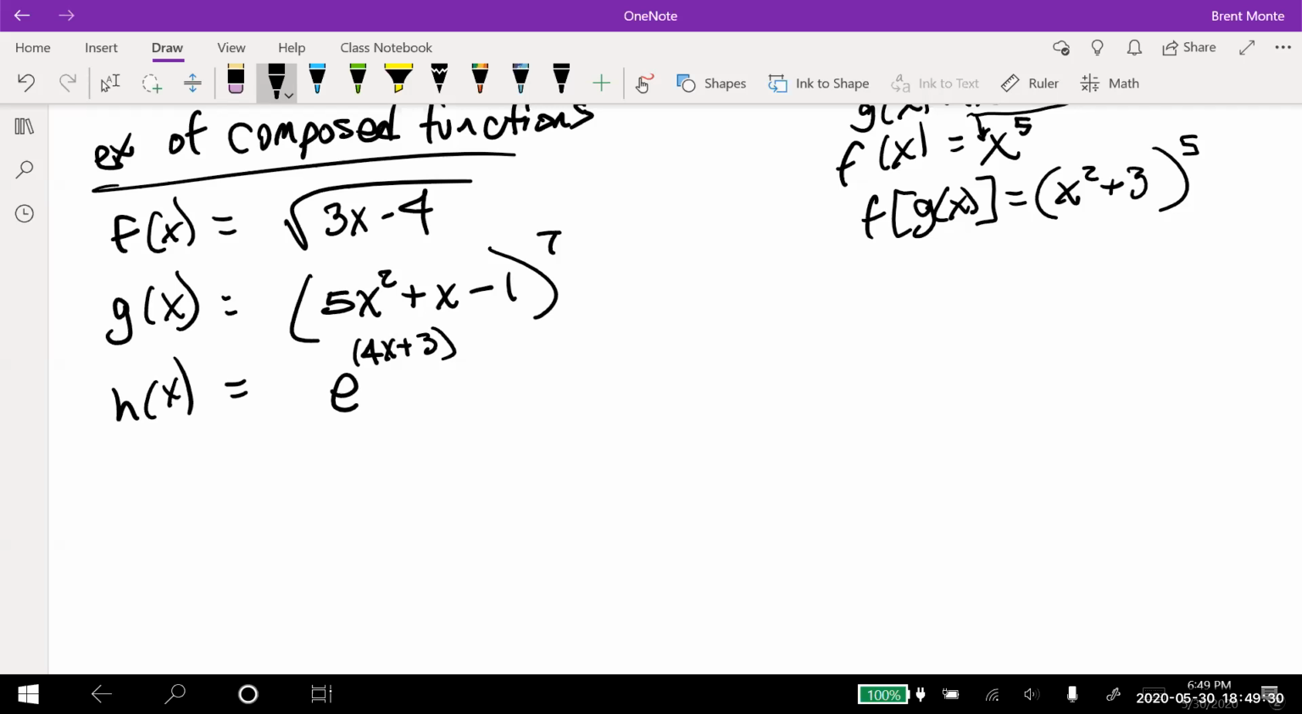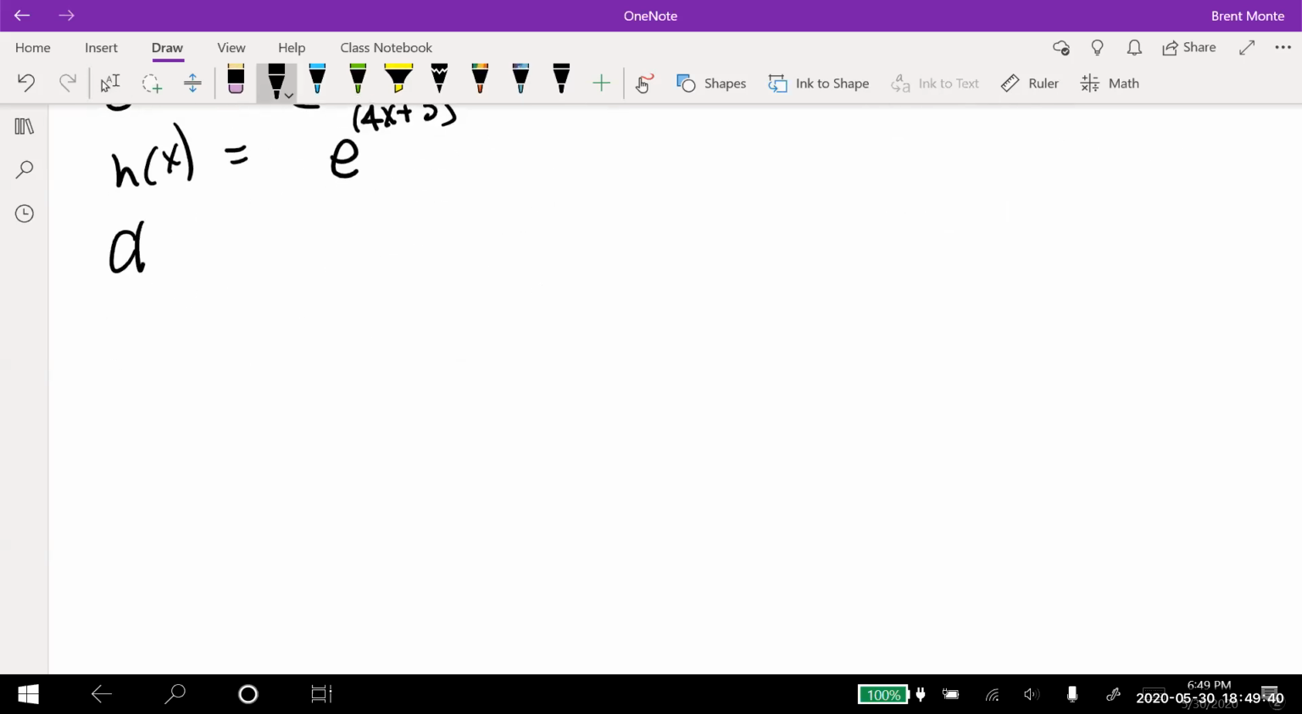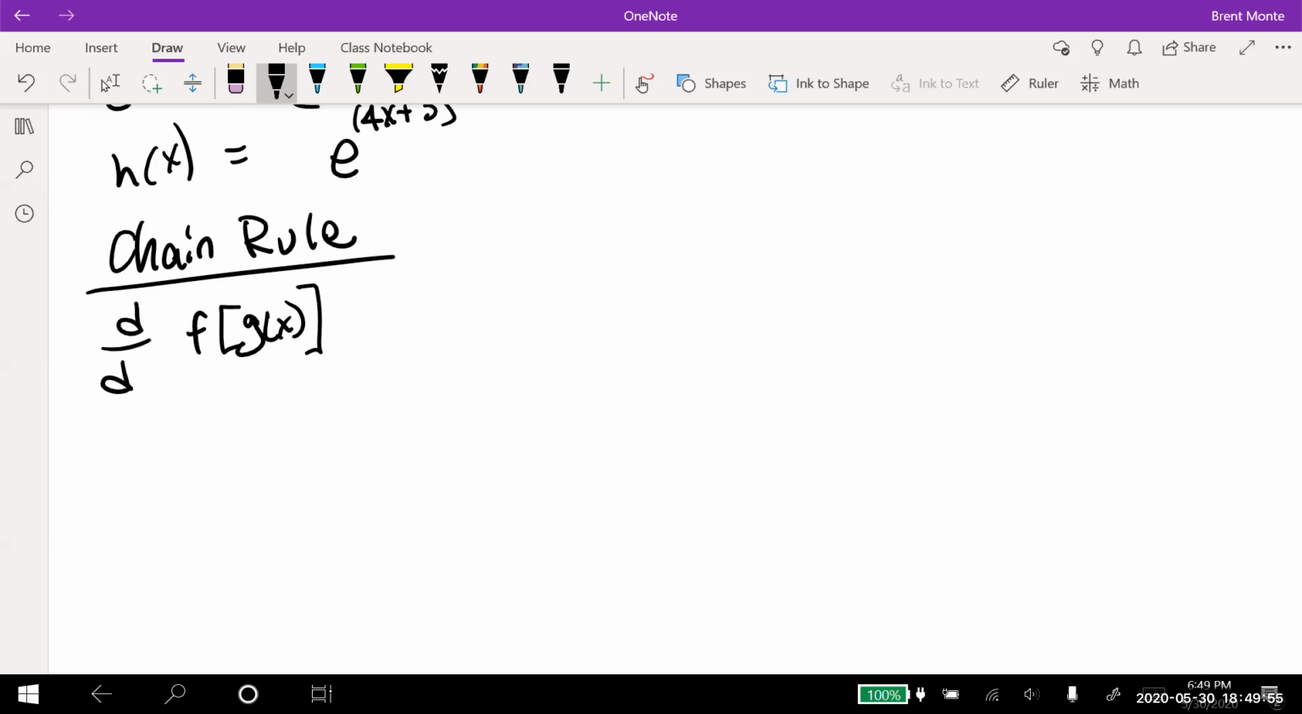Okay, so let's look at one that we can actually multiply out first, and then I'll show you the chain rule. So the chain rule looks like this. Chain rule, it says, if I've got some function, let's say f of g of x, as we stated before, but what I want to do is I want to take the derivative of that.